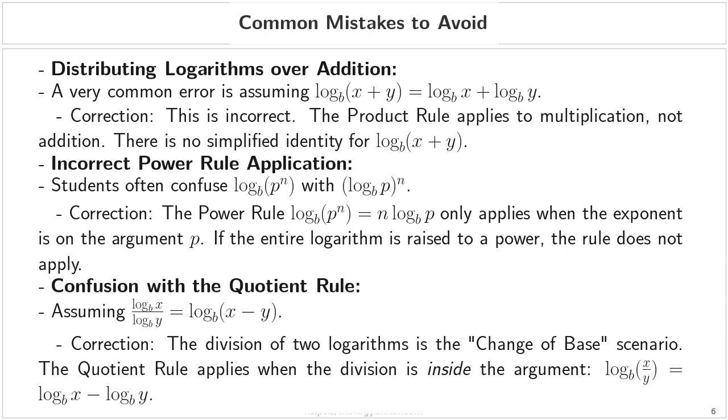The quotient rule only applies when the division is happening inside the argument. To be clear, the log base b of the fraction x over y is what equals the log base b of x minus the log base b of y. By keeping these distinctions in mind, you will avoid the most common errors in logarithmic manipulation. Now, let's move to our final slide to summarize all the key takeaways from this lesson.